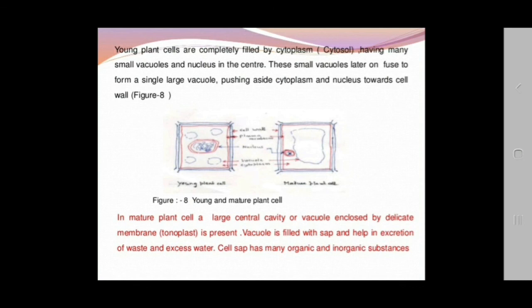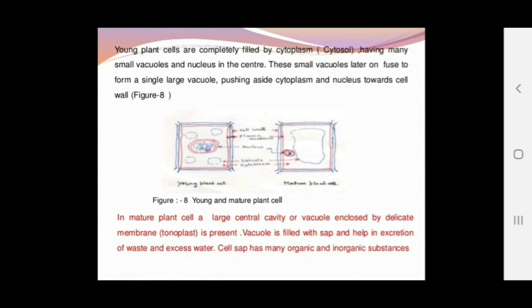The young plant cells are completely filled by cytoplasm. They have dense cytoplasm, with many small vacuoles and the nucleus in the center. These small vacuoles later on fuse to form a single large vacuole, pushing aside the cytoplasm and nucleus towards the cell wall. This is the basic difference between the plant cell and the animal cell. The animal cell has a centrally placed nucleus, while in the plant cell the nucleus is put aside towards the cell wall. Clear? In mature cells, a large central cavity or vacuole enclosed by a delicate membrane or tonoplast is present.